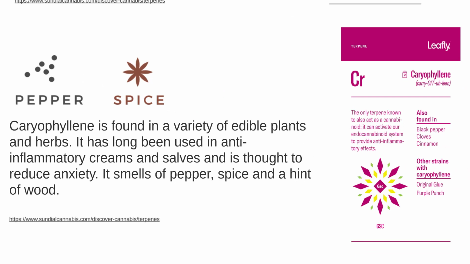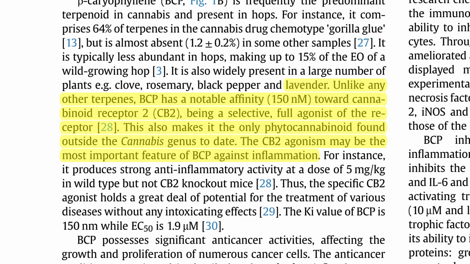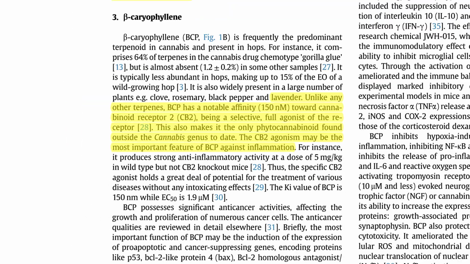Now, the last terpene that we're going to dive into here is caryophyllene, also referred to as beta-caryophyllene. Beta-caryophyllene, unlike other terpenes, has a notable affinity towards the CB2 receptor. What that means is it is a full agonist. It fully activates the CB2 receptor. This makes it the only phytocannabinoid found outside of cannabis to date. The CB2 agonism may be the important feature for beta-caryophyllene against inflammation.